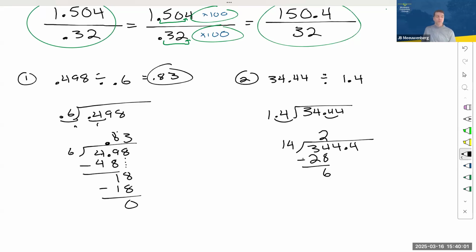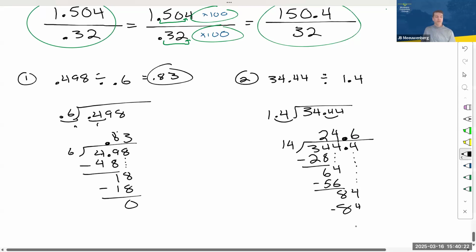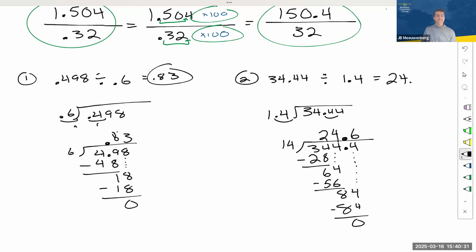Bring down the 4. 14 divides into 64 4 times. 4 times 14 is 56. Subtract, leaving us with 8. Bring down that final 4. 14 divides into 84 6 times. I'm going to bring that decimal point straight up. 6 times 14 is 84, so we have a remainder of 0. So 34 and 44 hundredths divided by 1 and 4 tenths is equal to 24.6.